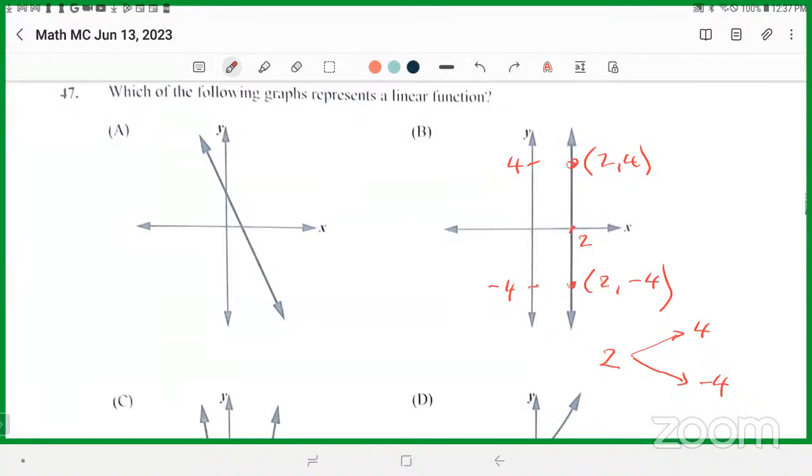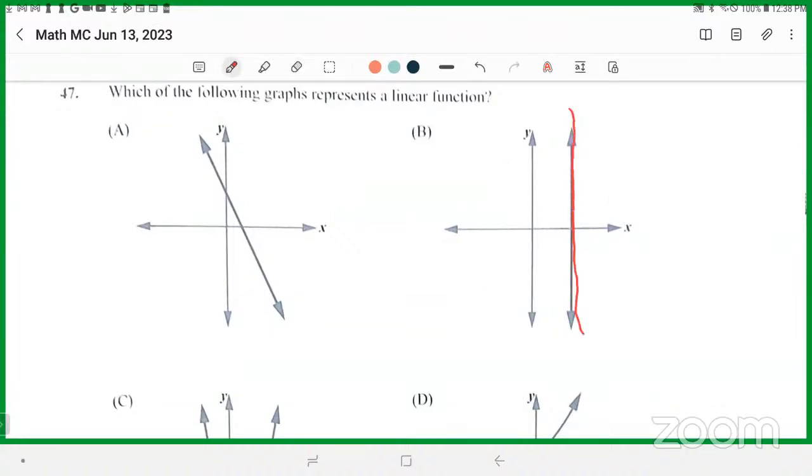One-to-many is not a function. It has to be many-to-one or one-to-one. But just remember, once a graph has a vertical section on it, it's going to fail the vertical line test. So this is not a function. It is linear, it's a line, but it is not a function. So this cannot be the answer.